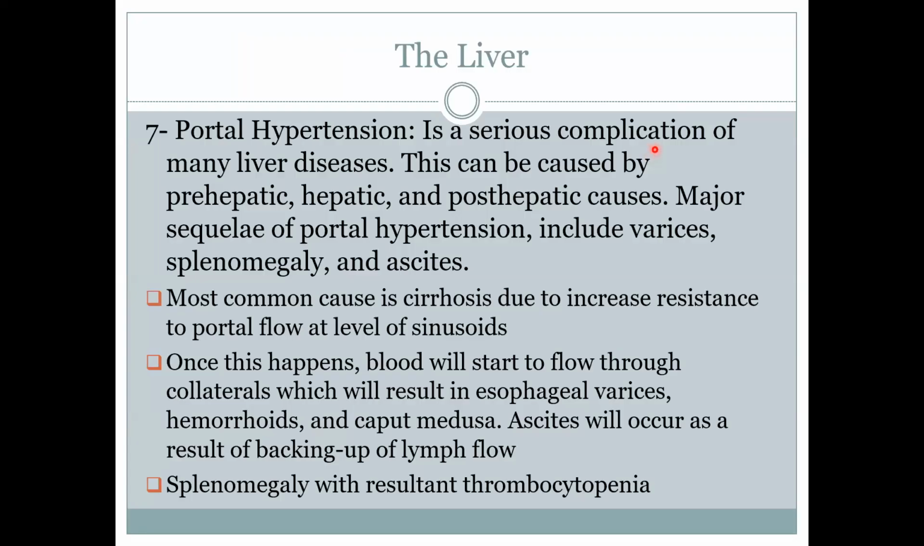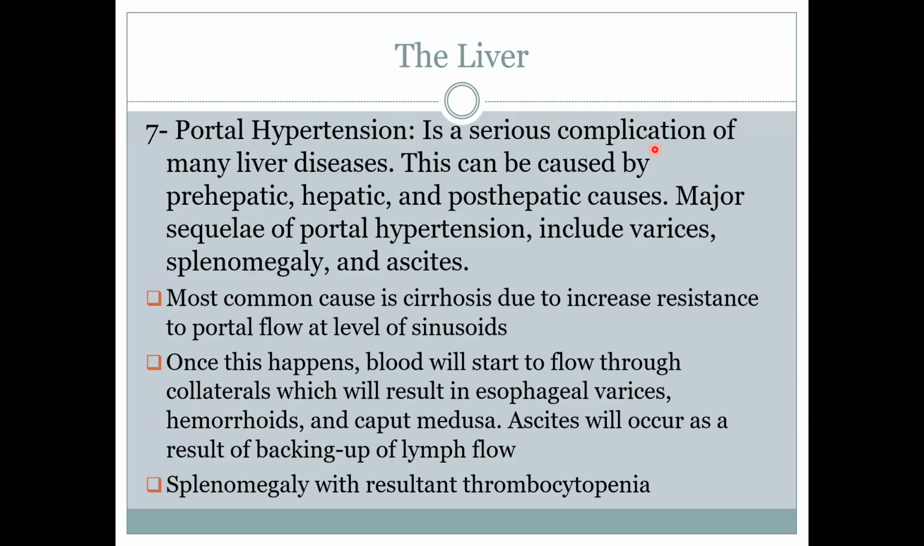Portal hypertension. How does portal hypertension come to happen? It is one of the ways that the liver is going to manifest its damage. Portal hypertension could be divided into three levels of damage, or three major causes for this process. One of them is prehepatic. Prehepatic portal hypertension is caused by a large thrombus that is going to occlude the portal vein. As a result of that, the pressure inside the portal vein is going to be increased.